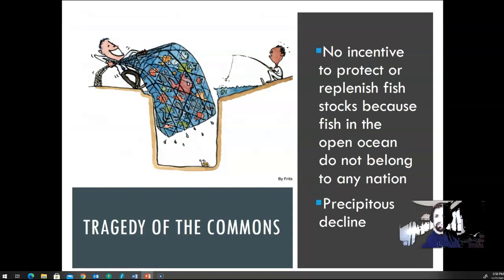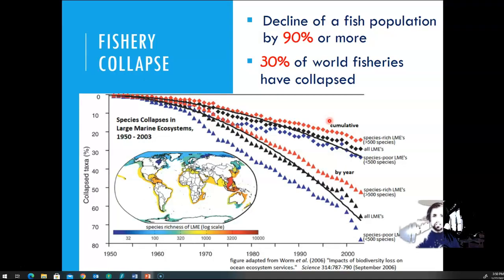So again, this is an example of tragedy of the commons. Because the ocean is a common area, and there's often not an incentive to protect or replenish fish stocks because fish in the ocean do not belong to any nation. So it's caused a precipitous decline because they're international waters, and it's very difficult to regulate the ocean. So there's been a decline of a fish population by 90% or more, and 30% of the world's fisheries have collapsed. All right, so this is a huge issue that we're facing with overfishing.